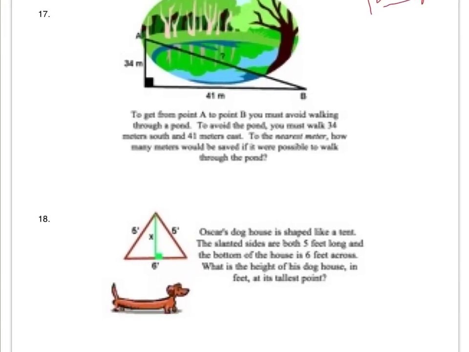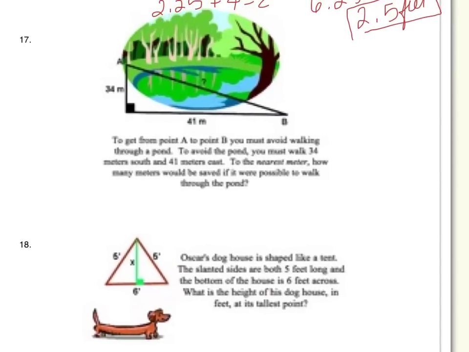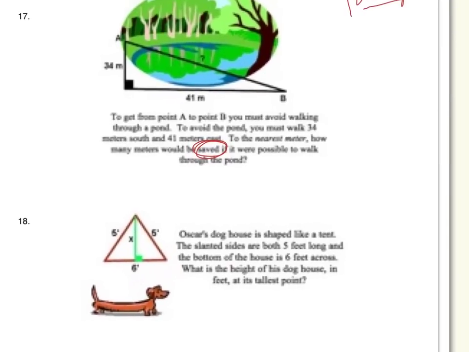Number 17. To get from point A to point B, you must avoid walking through the pond. To avoid the pond, you must walk 34 meters south and 41 meters east to the nearest meter. How many meters would be saved if it was possible to walk through the pond? This is a way a lot of surveyors actually use the Pythagorean Theorem all the time, to measure distance across ponds and stuff like that.